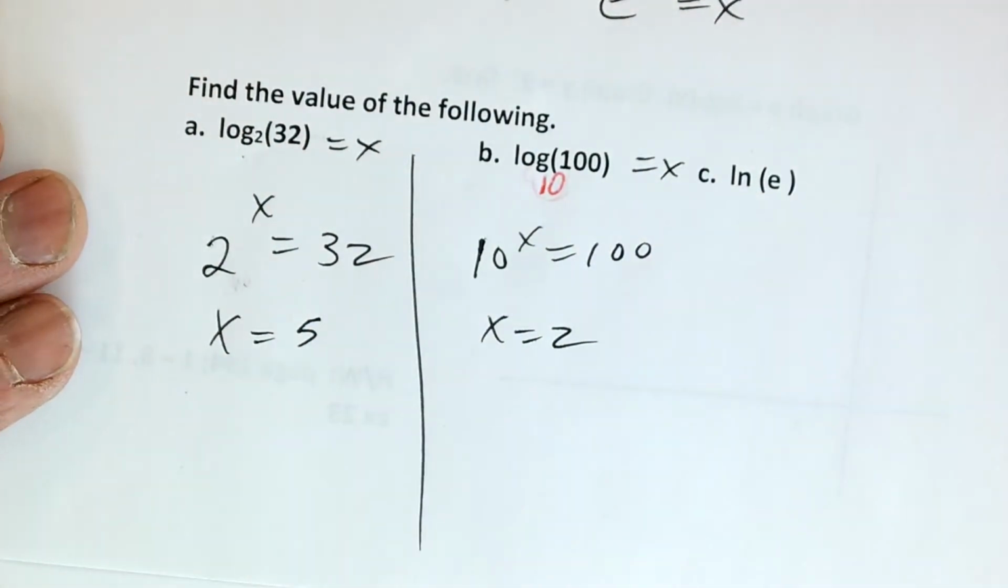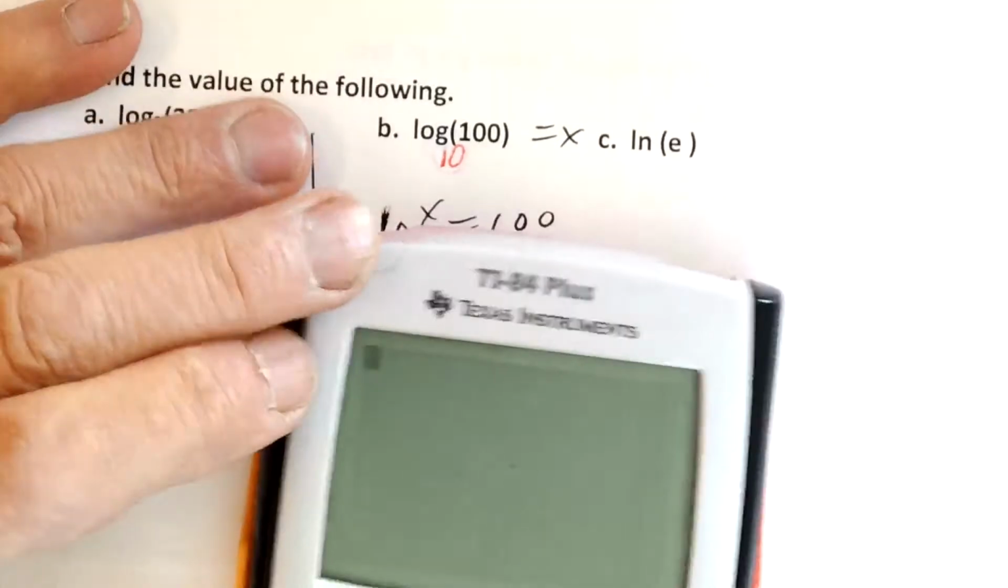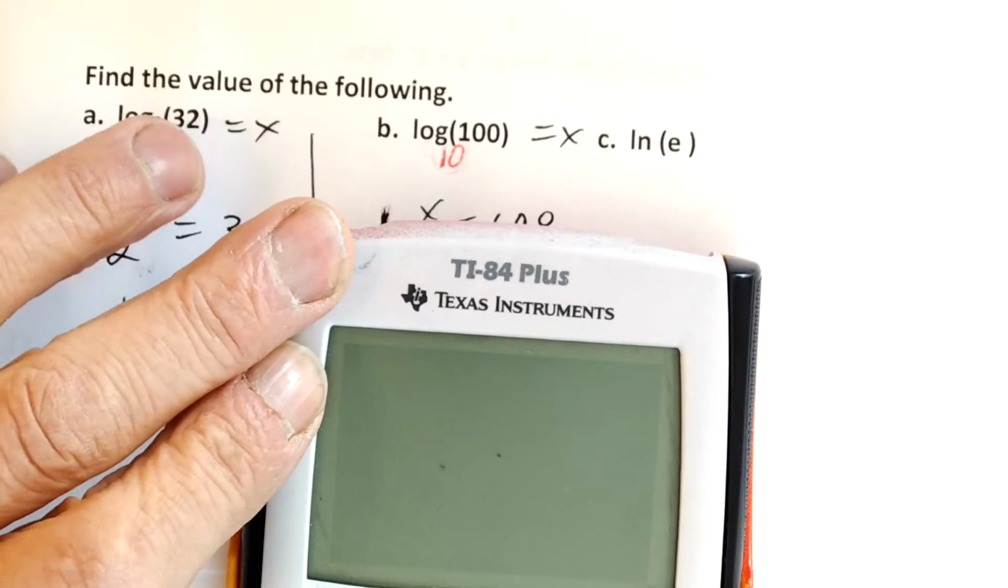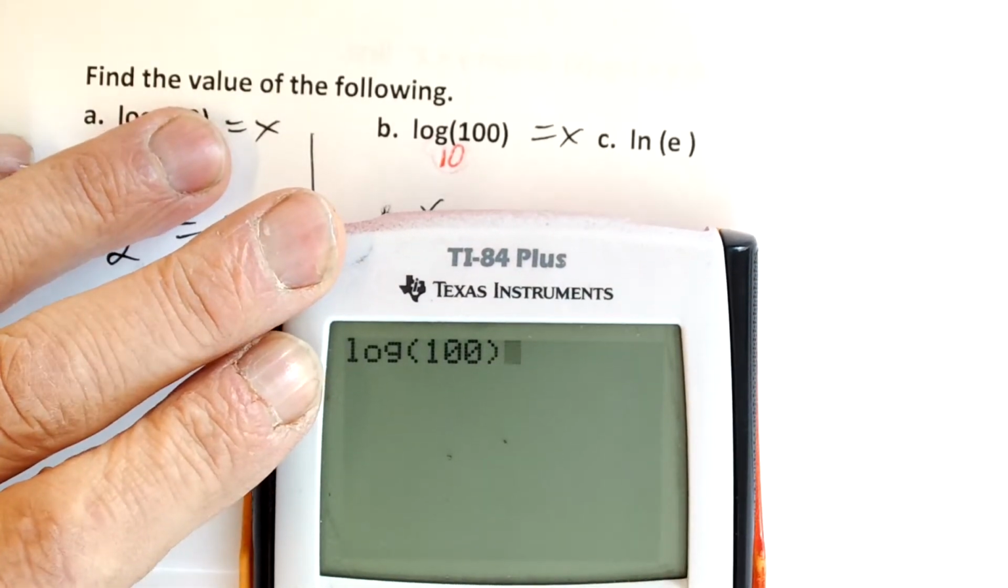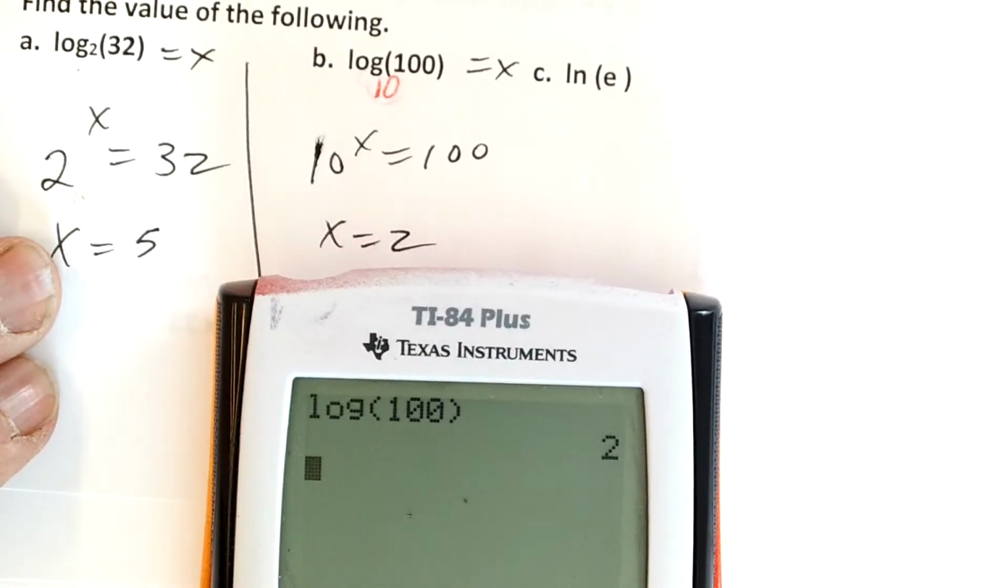Oh, and you know what? I think my calculator could do this problem, right? I love my calculator. So if I go log of 100, I think it'll do it for me, right? Boom. 2, what do you know? Shoot, technology is always good, okay?